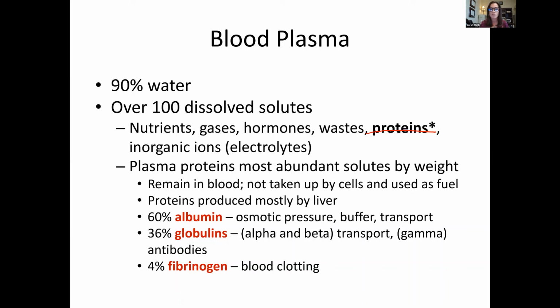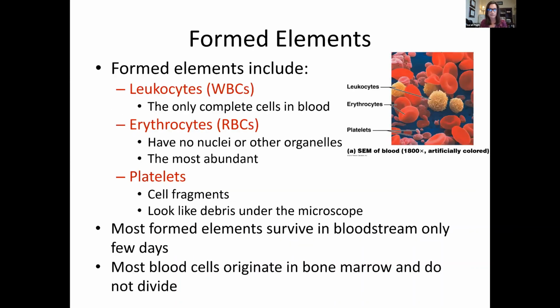36% of our plasma proteins are globulins like alpha, beta, and gamma globulins. These can include things like antibodies. And then 4% is fibrinogen. Fibrinogen is a plasma protein that is essential in blood clotting. It almost looks like a spider web when it is formed, okay? So that is our blood plasma. Those are our plasma proteins.